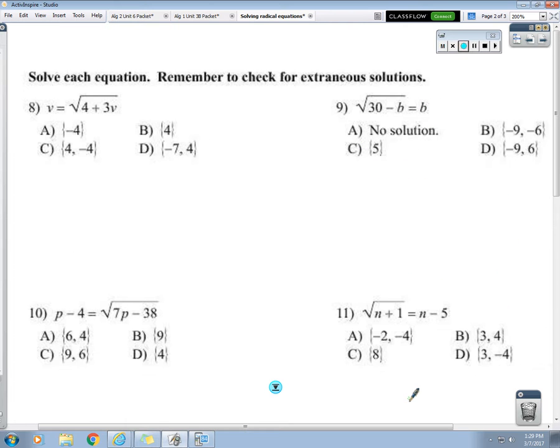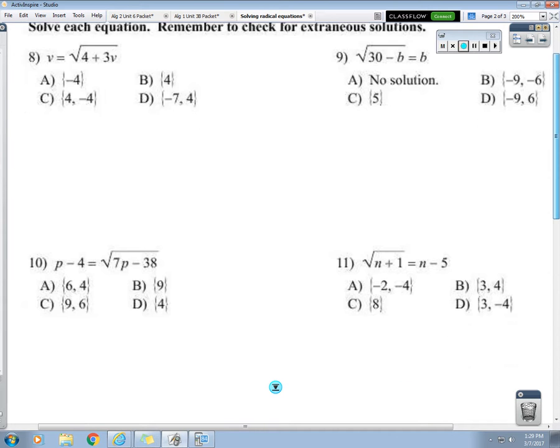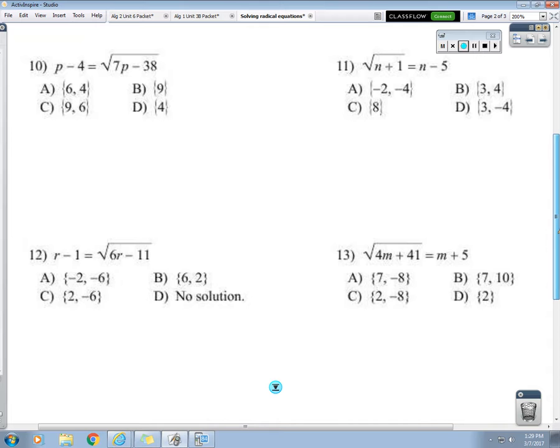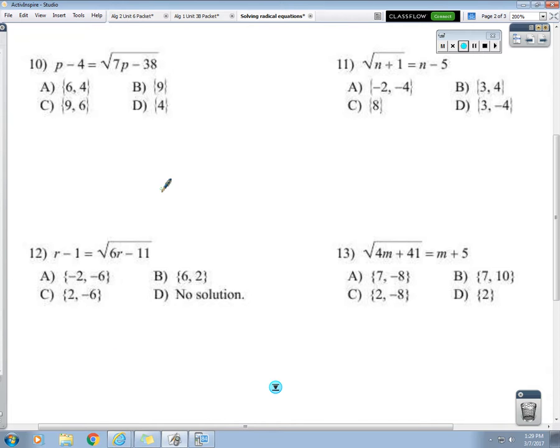Which ones would you like to go over on the back? 10 and 14? Turn around and pay attention, please. p minus 4 equals the square root of 7p minus 38. Okay, so what do I need to do first? No, this is a square root. So I would need to square this side to cancel it out, and that means I would have to square this side. But since there's 2 terms over here, you put it in parentheses.